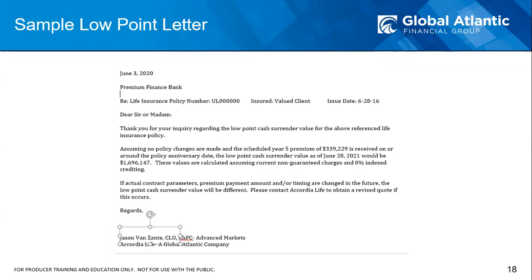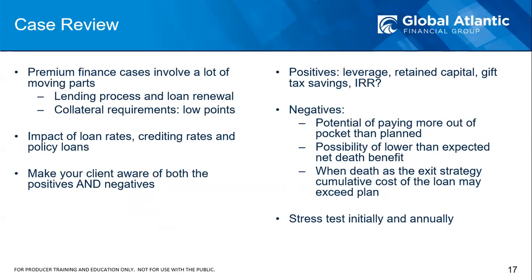So the lender is going to get that letter, and they're going to say $1,696,147 versus what my loan balance is. And the difference between the loan balance and the number on that letter is what the clients will have to post in an outside collateral. So a lot of people don't really know what goes on behind the scenes. That's exactly the transaction that takes place between us and the lender.